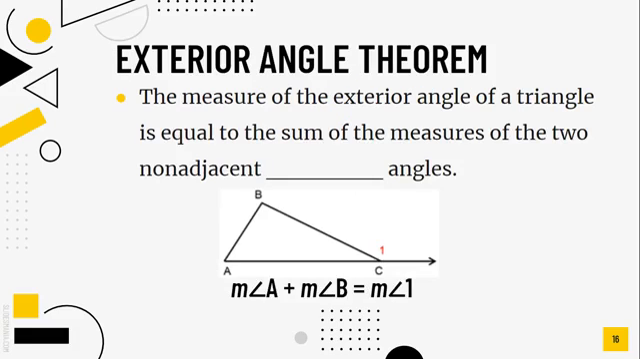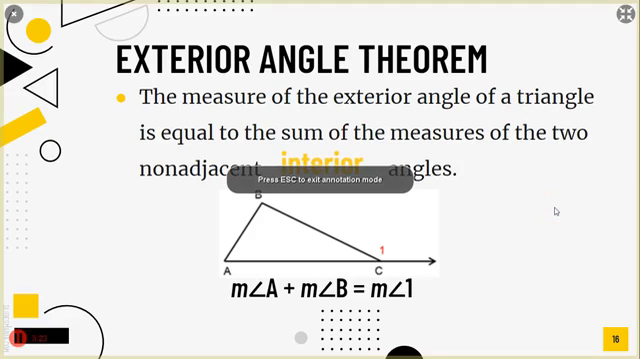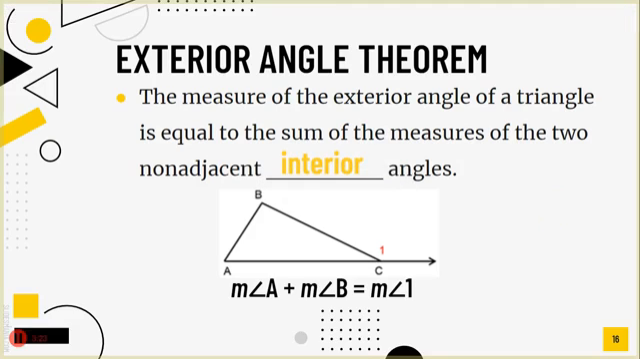We also have the exterior angle theorem, and the exterior angle theorem says that the measure of the exterior angle of a triangle is equal to the sum of the measures of the two non-adjacent interior angles. So I'll explain this one because this is a little bit unique. Angle 1 is our exterior angle because it's on the outside of our triangle. We have three angles inside of our triangle. We have angle A, we have angle B, and we have angle C.